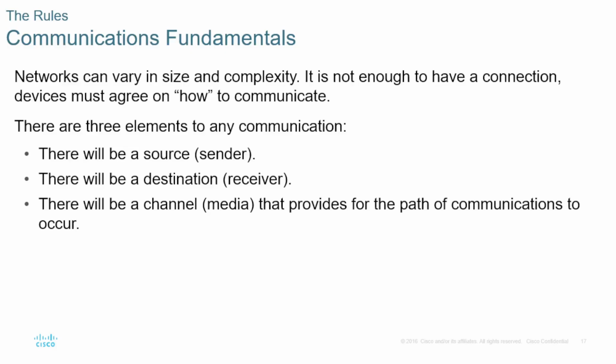There are three essential elements in any communication process. First, the source, which creates and sends the message. Second, the destination, which receives and interprets the message. And third, the channel or media, which provides the path for that message to travel from the source to the destination. Examples of network media include copper cables, such as Ethernet, fiber optic cables that transmit light signals over long distances, and wireless media such as Wi-Fi and Bluetooth, which use radio waves to send data.